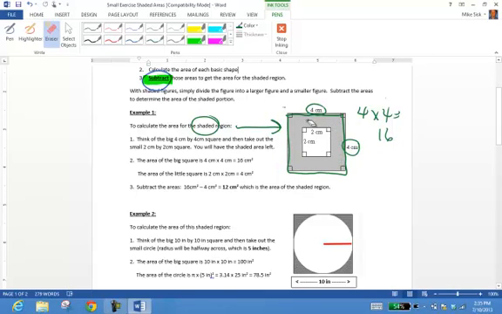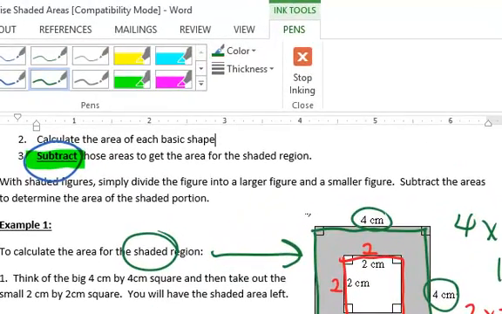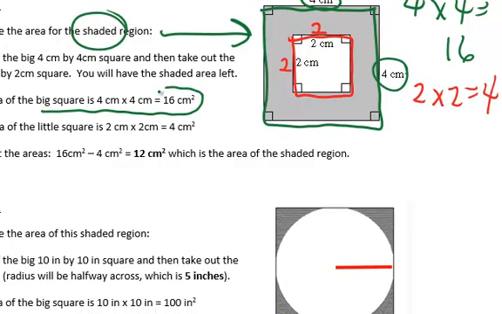Now if I want to get just the sidewalk part, the gray area, the shaded area, I'll look at this little square, which is right here. That one is 2 centimeters across and 2 down. So if I multiply 2 times 2, I get 4. I'm purposely removing the units right now. So again, the area of the big square is 16 square centimeters. The area of the little one is 4 square centimeters.